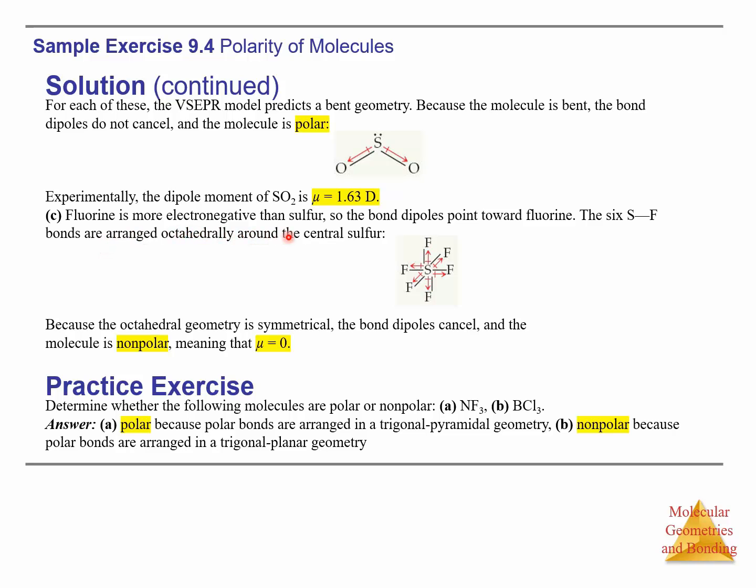Fluorine is more electronegative than sulfur, so the bond dipoles point toward fluorine. Now the 6 S-F bonds are arranged octahedrally around the central sulfur. Because the octahedral geometry is symmetrical, the bond dipoles cancel and the molecule is nonpolar, meaning that mu equals 0.